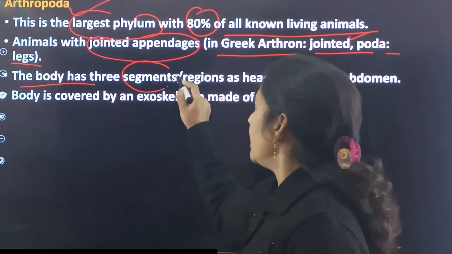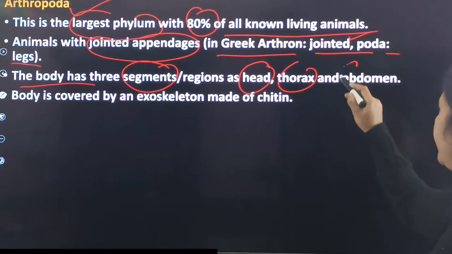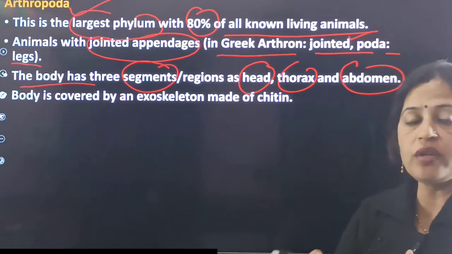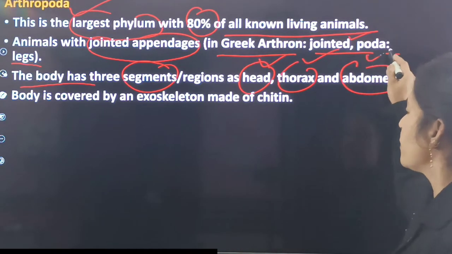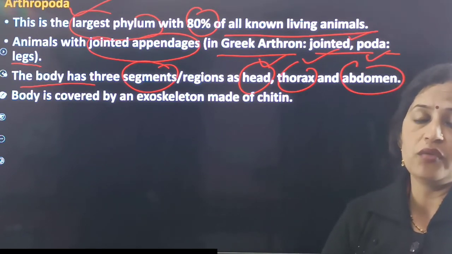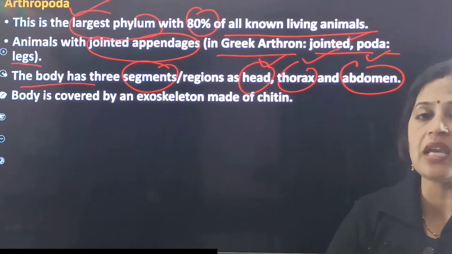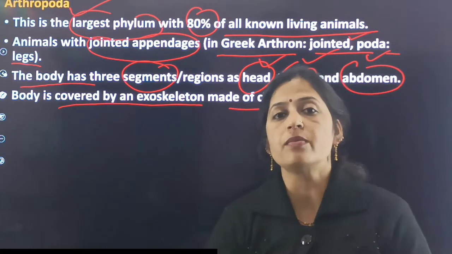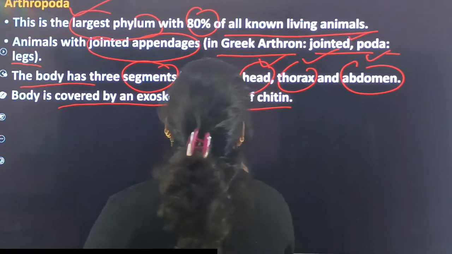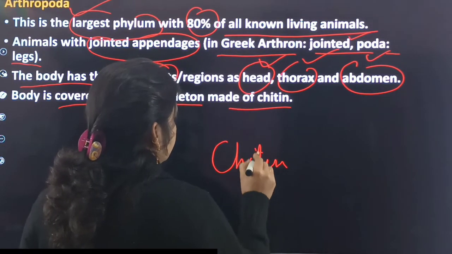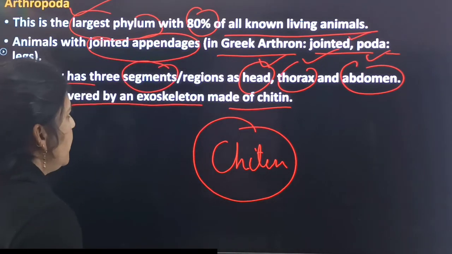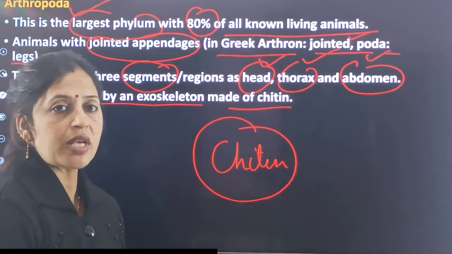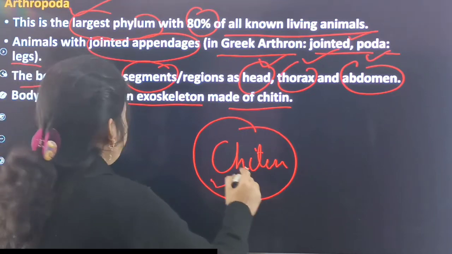The body has three regions: head, thorax, and abdomen. The body is covered by an exoskeleton, and the exoskeleton is made up of chitin.